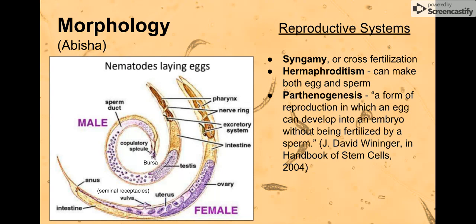Or they can use parthenogenesis, which, as defined by Mr. David Winiger, is a form of reproduction in which an egg can develop into an embryo without being fertilized by a sperm.